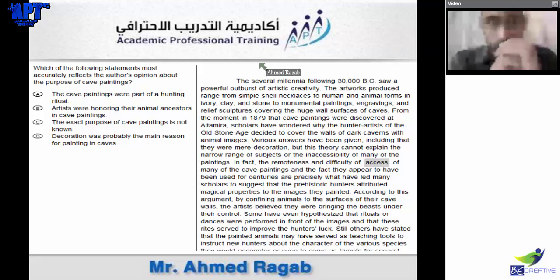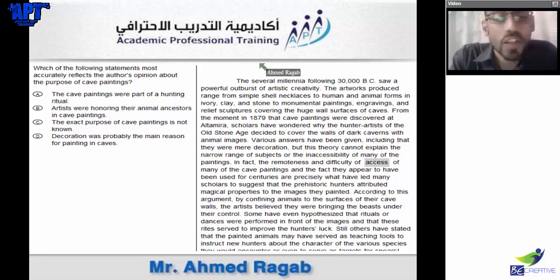Now, I want to answer this question. I need to understand it here. Which one reflects the author's opinion about the purpose of the cave painting? When he talked about the several millennia following 30,000 BC, what was he talking about? He was talking about painting, sometimes as part of hunting rituals. That's one of the assumptions. Also, artists were honoring animals and ancestors.